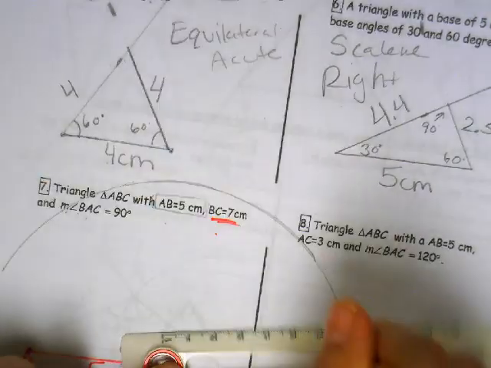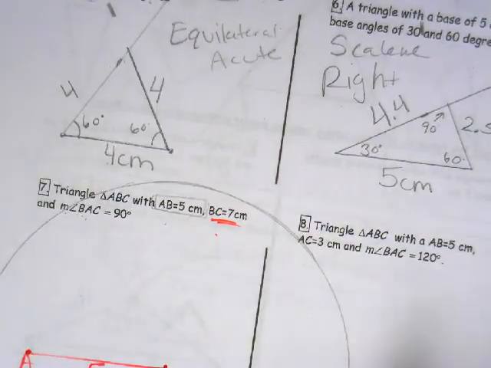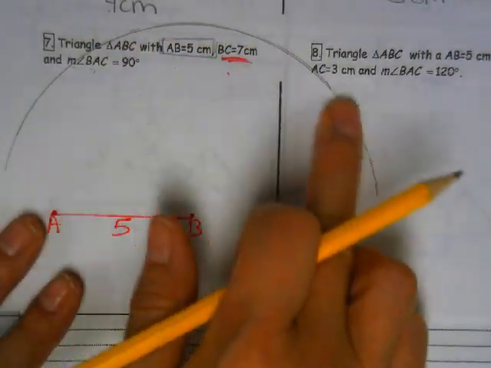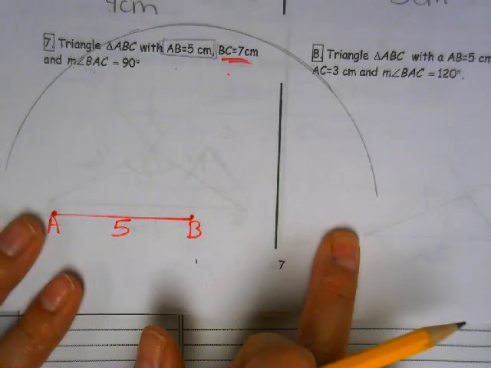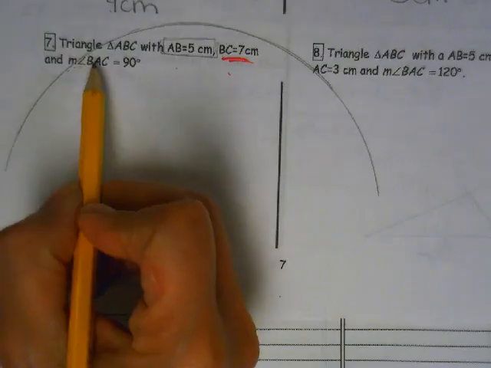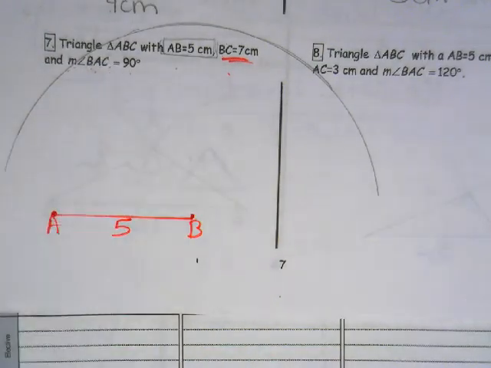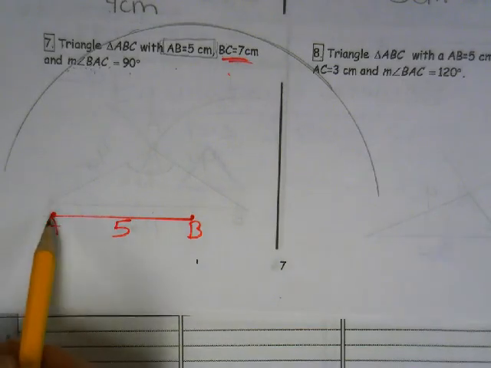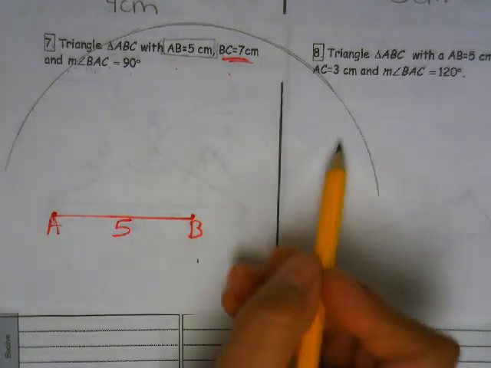I don't know where it's going to go. So, okay, all of this could be C. What's the last piece of information that they give me? The measure of angle BAC is 90. Where is that angle located? On A, B, or somewhere on C?